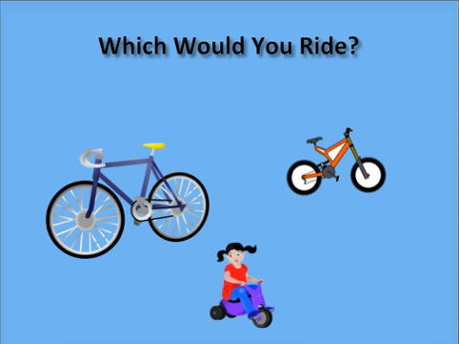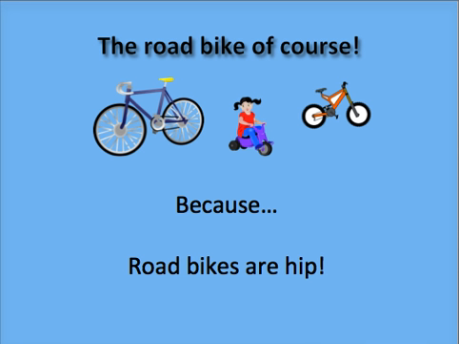Which would you ride? Which of the bikes would require the least amount of work to travel the distance of 1 mile? The road bike, of course, because road bikes are hip.